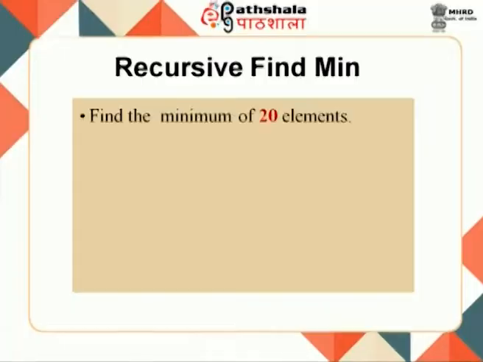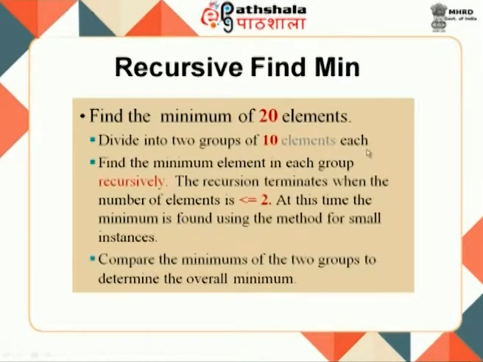Now, when we define it in recursion, you divide it into 2 groups of 10 elements each, then find the minimum element in each group recursively. The recursion will terminate when the number of elements is less than or equal to 2, that is the terminating condition. At this time the minimum is found using the method for small instances. Then compare the minimums of the 2 groups to determine the overall minimum.